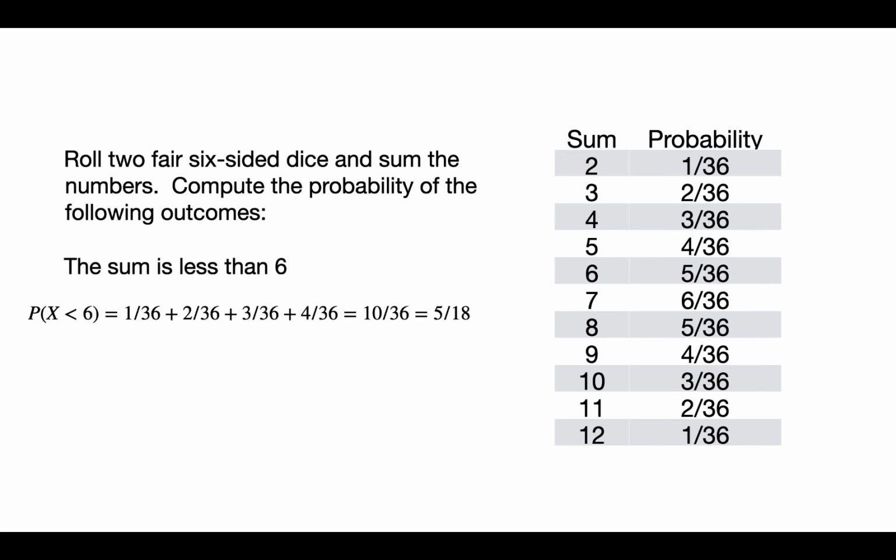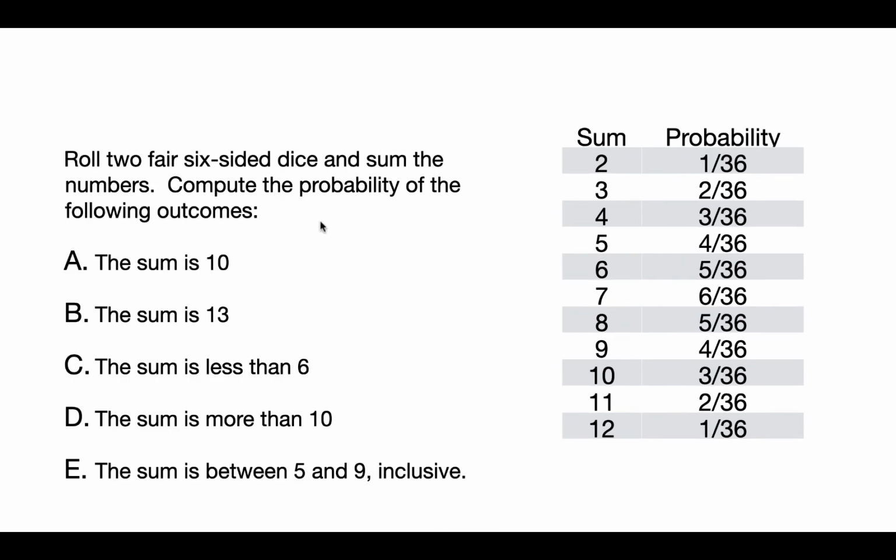All right, so notice that the sum is less than 6 can only take on these values 2 through 5. And notice that if I add these up, this row should come out to 10 over 36, which then reduces to 5 over 18. All right, so I've taken care of parts A through C on an individual basis.